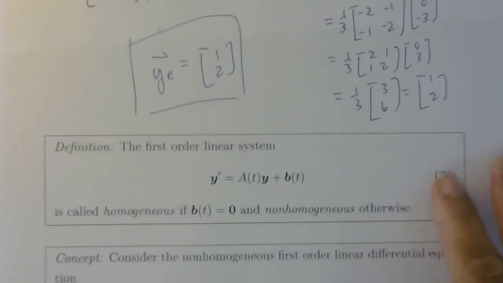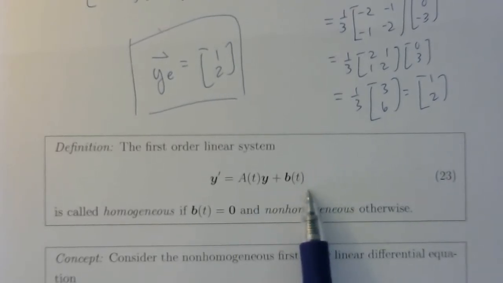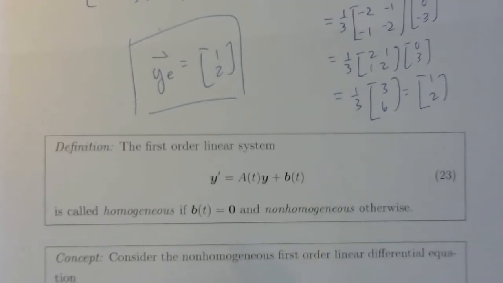So actually, this was not just some arbitrary nonlinear system of differential equations, but it was linear, right? It looked like A(t)y plus b(t). A linear system of this form is going to be homogeneous if b(t) is 0 and non-homogeneous otherwise. So the one we had above was non-homogeneous.